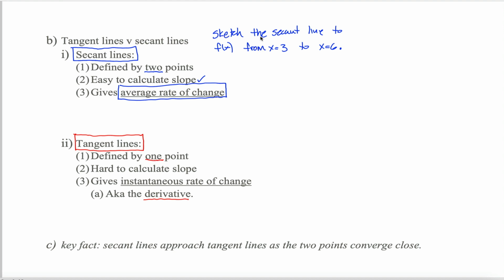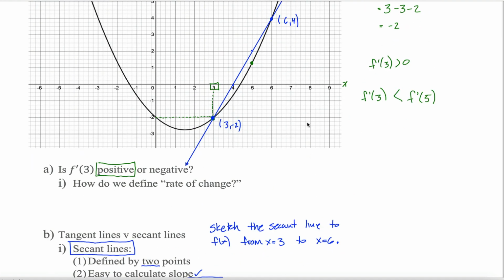So whereas the prompt for a secant line might ask you to sketch the secant line to some function f of x from x equals 3 to x equals 6, the prompt for a tangent line is going to look a little bit different. You're not going to be given 2 different points. You're just going to be given 1 point. Sketch the tangent line to f of x at x equals 3, not from x equals 3 to x equals 6. You only have 1 point. How are you going to sketch the line? Well, it's going to be a lot harder.